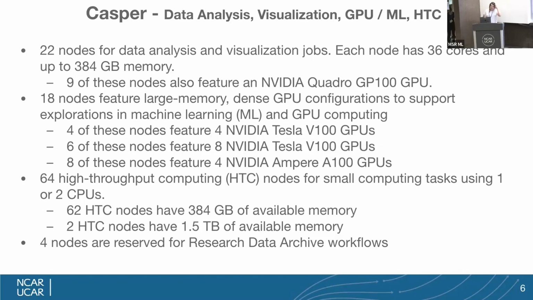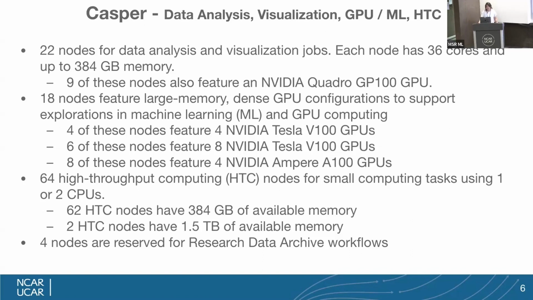We also have 18 nodes that feature large memory and dense GPU configurations to support exploration and machine learning. 4 of these nodes are V100s, 8 are another V100 configuration, and the last one is Ampere A100 GPUs. So we have a lot of variety in terms of what kind of GPUs you can grab.